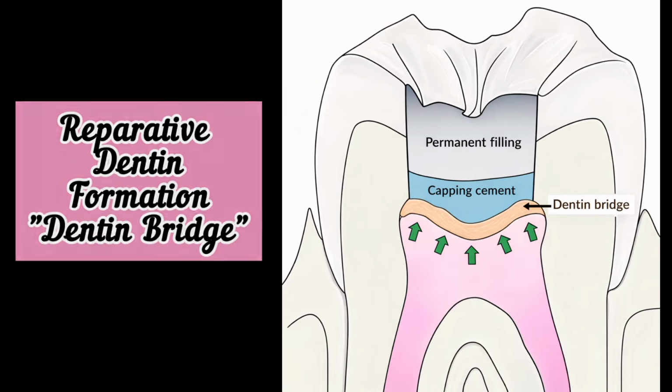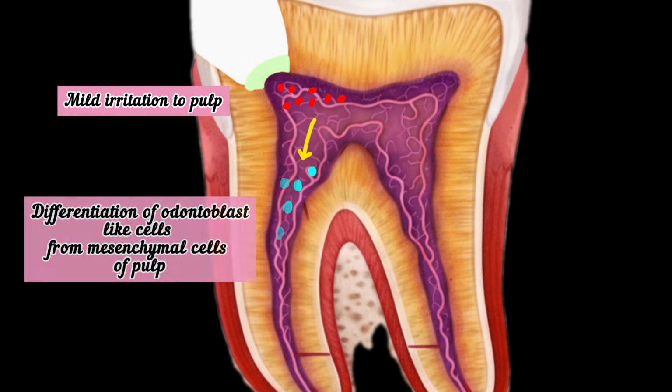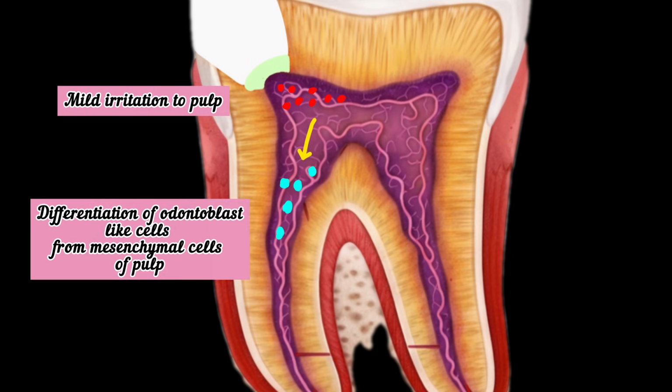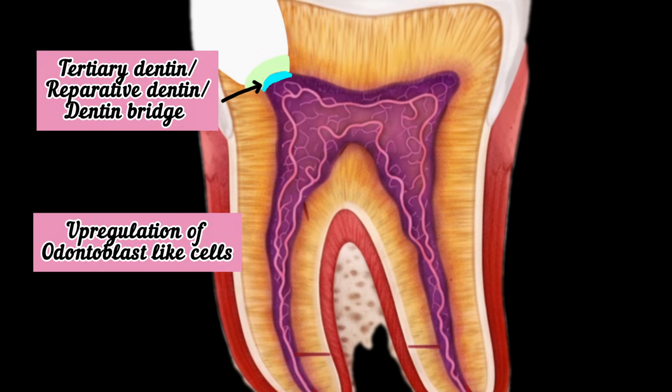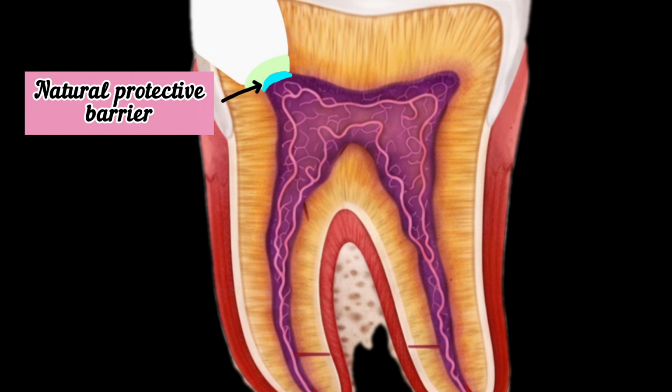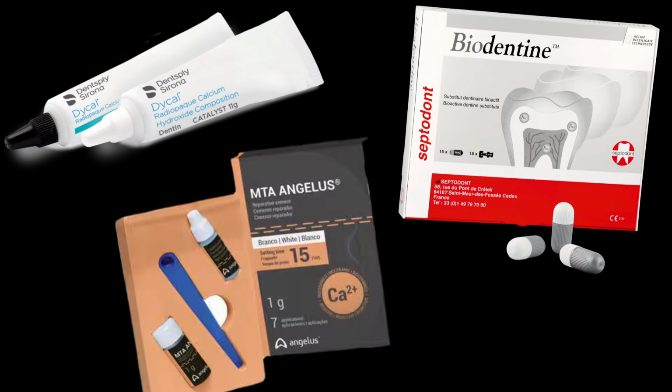And how does it do it? It causes some mild irritation to the pulp, which leads to the differentiation of odontoblast-like cells from the undifferentiated mesenchymal cells which are already present in the pulp. Now, these cells will form tertiary dentine. This newly formed dentine will act as a natural protective barrier between the restoration and the pulp. Some of the commonly used liners are calcium hydroxide, Biodentine, and MTA.